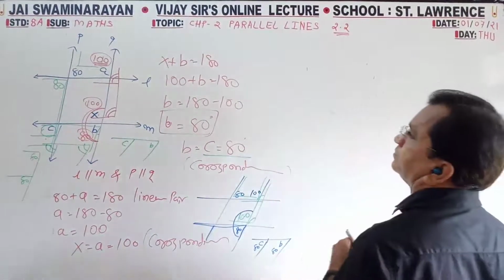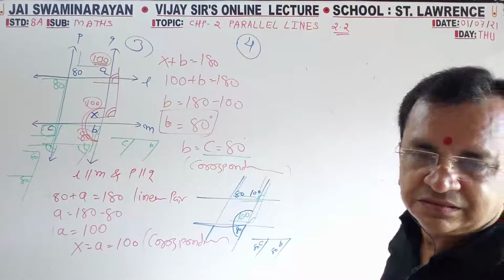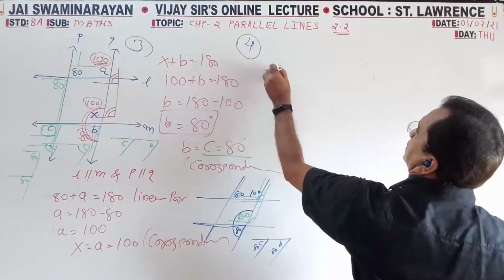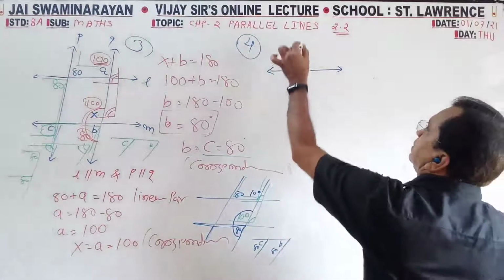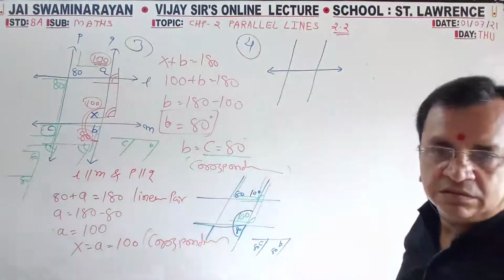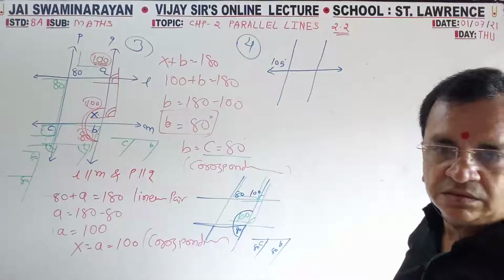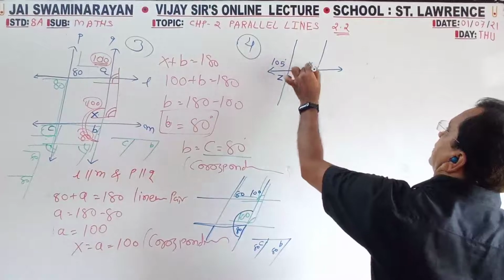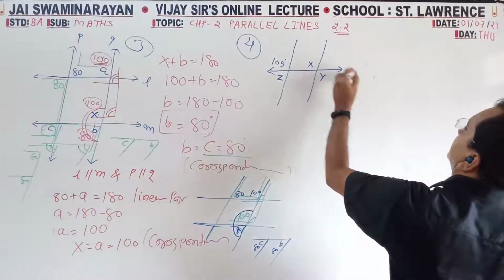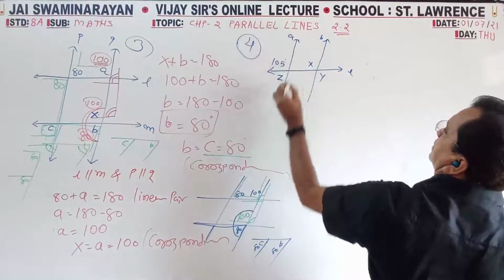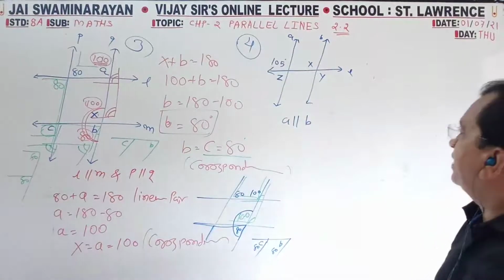Fourth one. This is third. One is 105. Z, X, Y. AB and L. A is parallel to B. A is parallel to B. It is given.